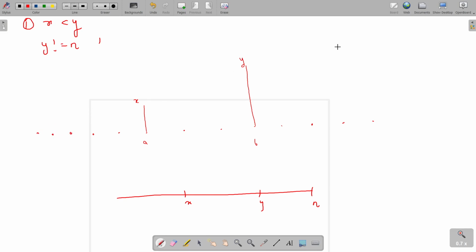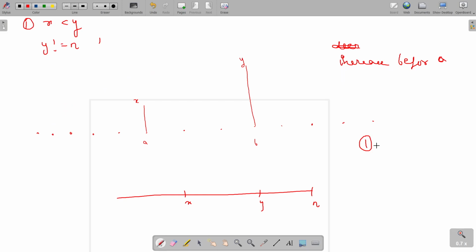So can it increase to some point before A and then start decreasing? Well, that's not possible because x is less than y. So this sequence can never be decreasing there because these two elements are going to have a conflict. So the sequence must increase till x at least, and afterwards it may decrease. Okay. In that case also we have two possibilities.